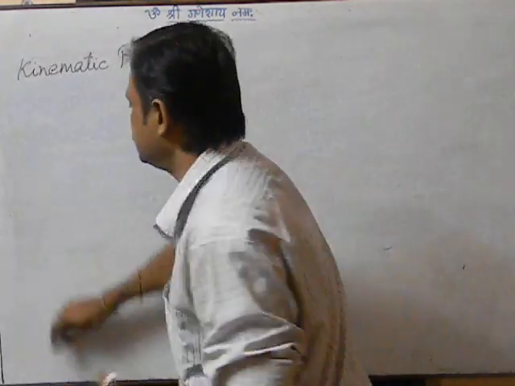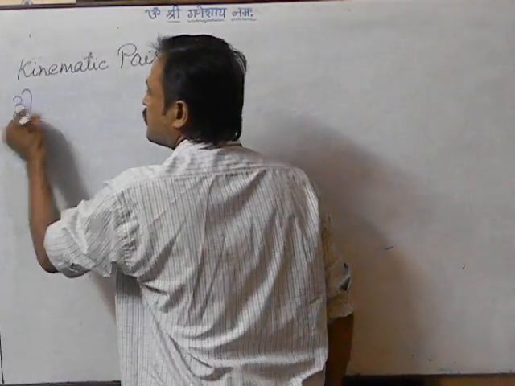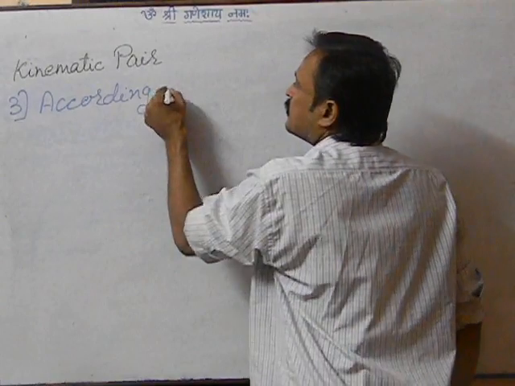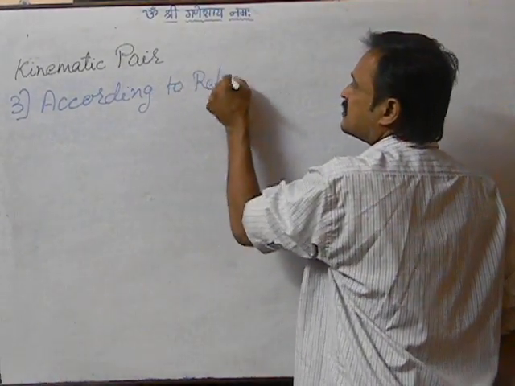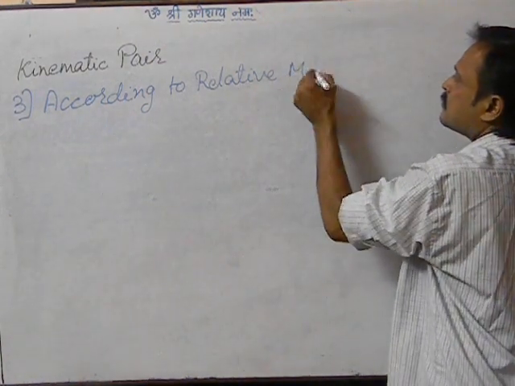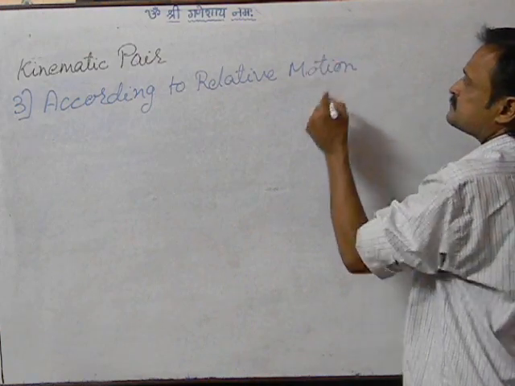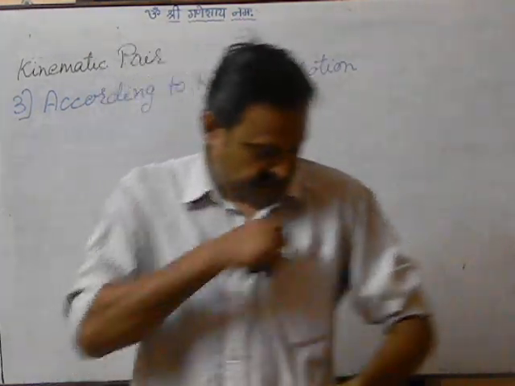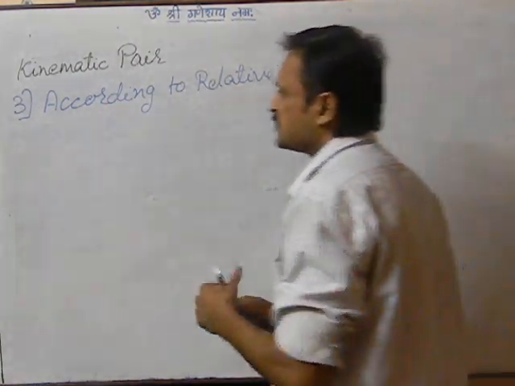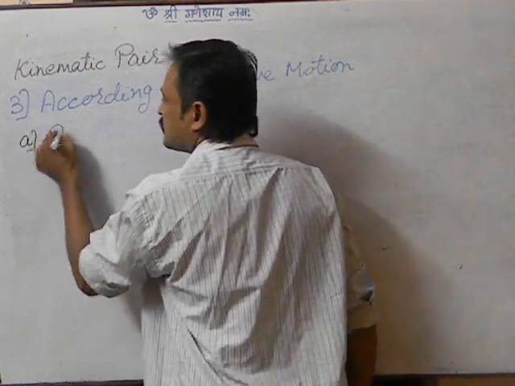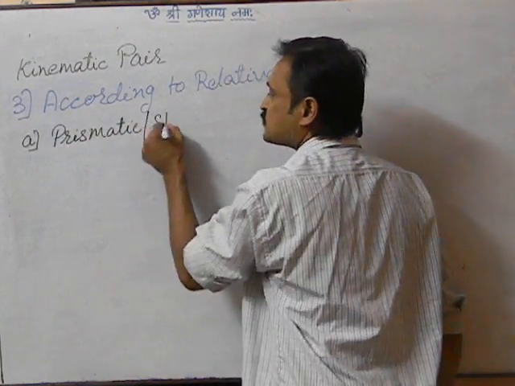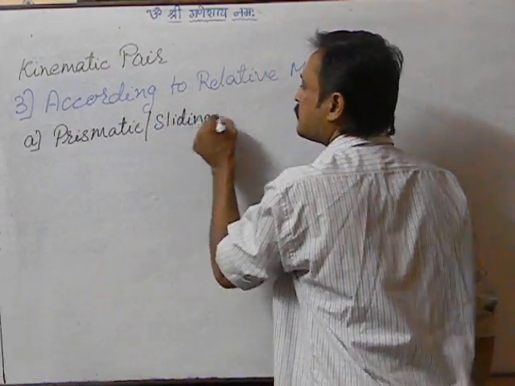And the third is according to relative motion. So according to relative motion, if we see, there are a number of types. So first is called a prismatic pair, or this is also called a sliding pair.